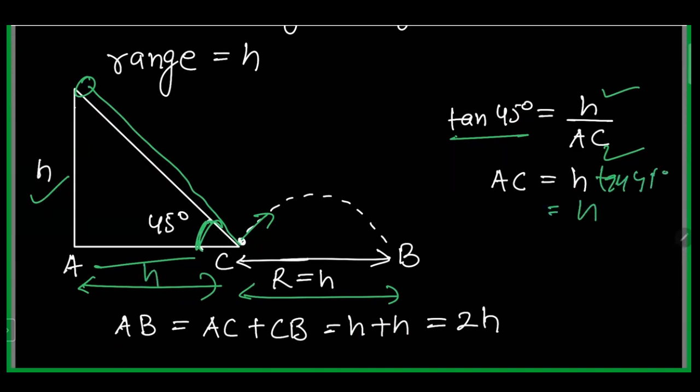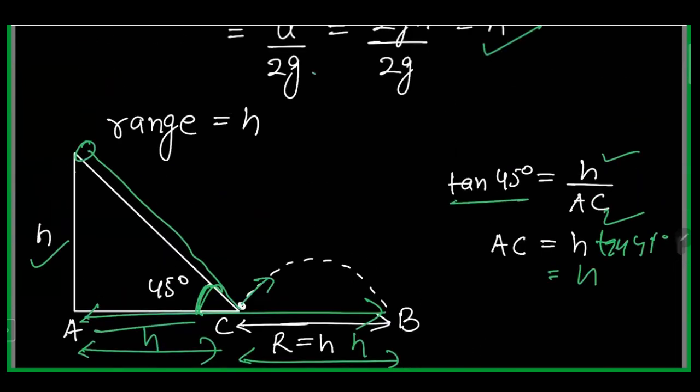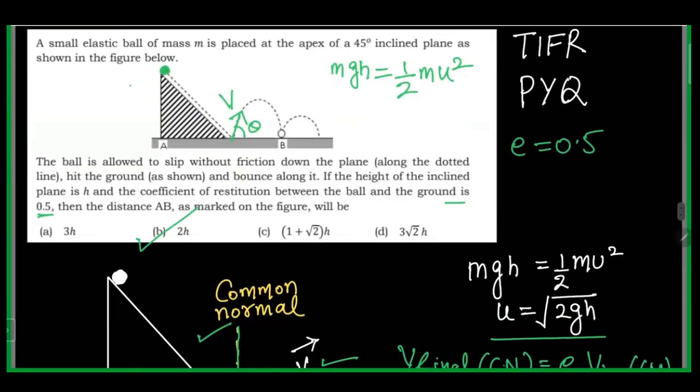So this distance is also H. This distance is also H. So what will be this total distance A to B? This one, H plus H, which is 2H. So what will be your final answer then? The distance AB is equal to 2H.